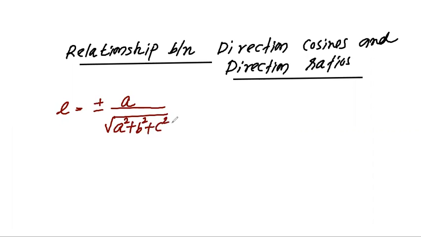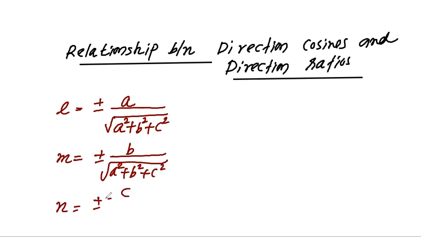In the previous case, we learned that if you are given 2 points, we can easily find a, b, c. Now in this topic, we are discussing how, after evaluating a, b, c, to convert them into l, m, n, and that is the meaning of the relationship between direction cosines and direction ratios. So m is equal to plus or minus b upon root of a square plus b square plus c square. n is equal to plus or minus c divided by root of a square plus b square plus c square. So this is the relationship between direction cosines and direction ratios. This is also very important.